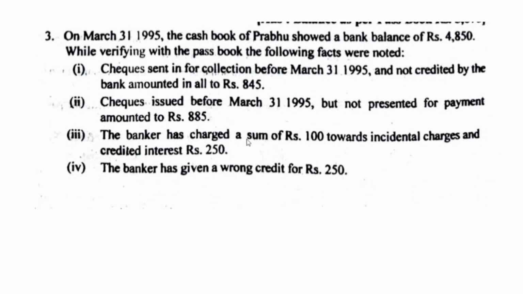Let's have a look at the bank reconciliation statement from financial accounting, and this sum starts as: on March 31st, 1995, the cash book of Prabhu showed a bank balance of rupees 4,850. Let's start the sum with the heading Bank Reconciliation Statement as on 31st March 1995.